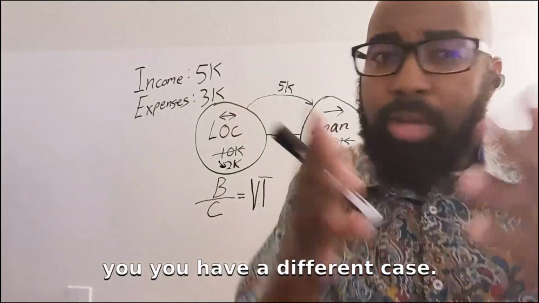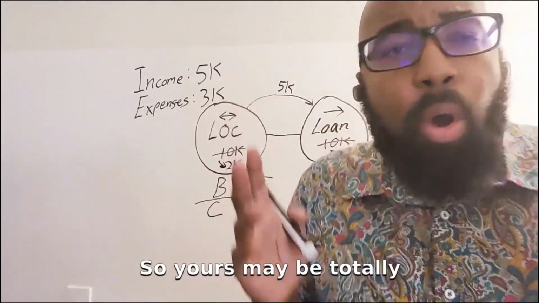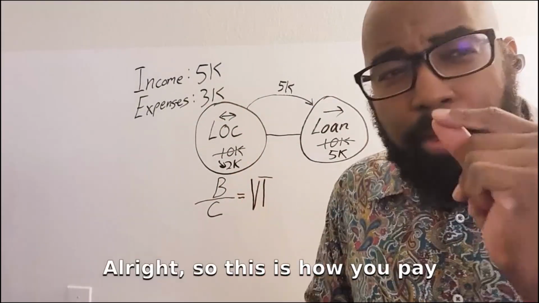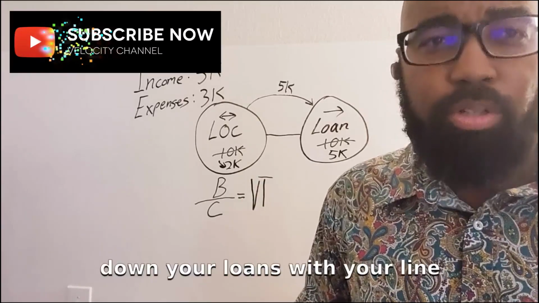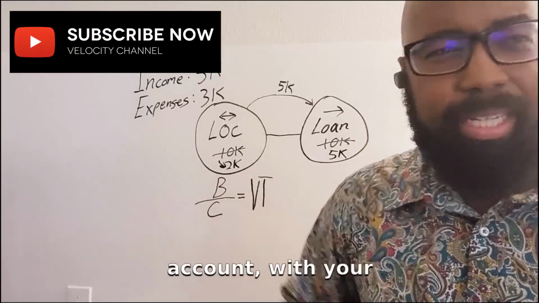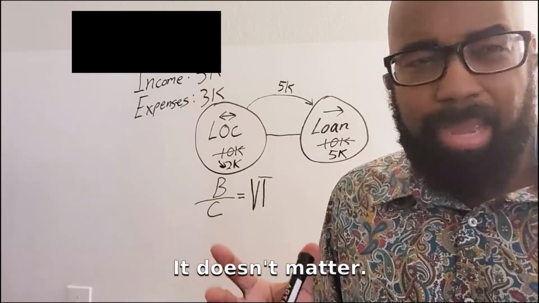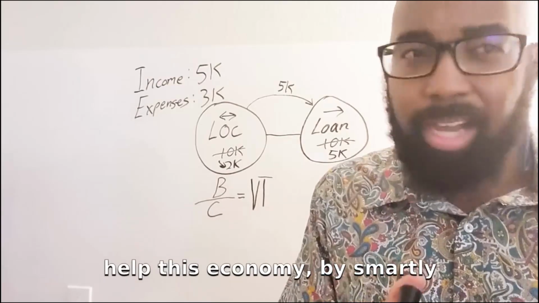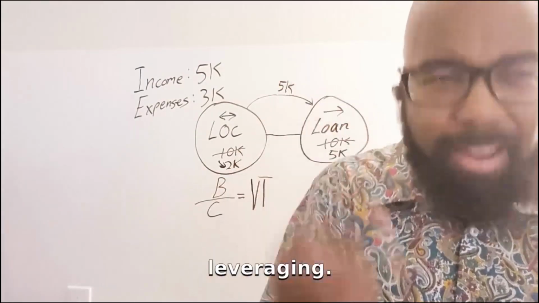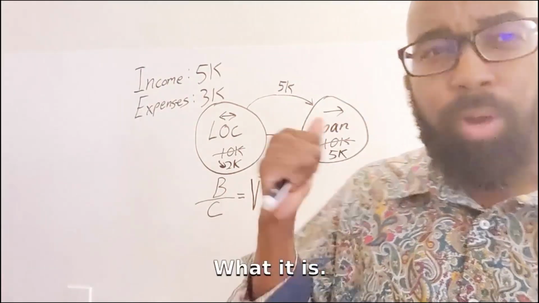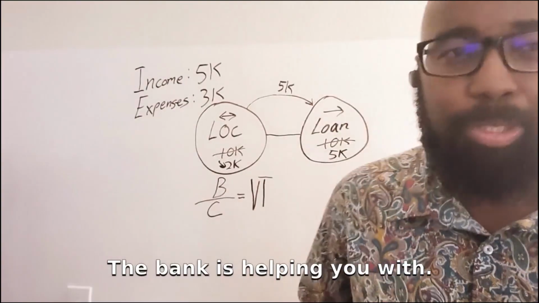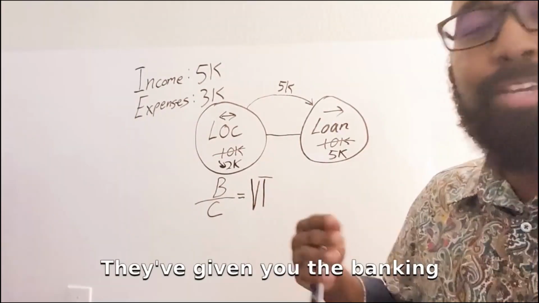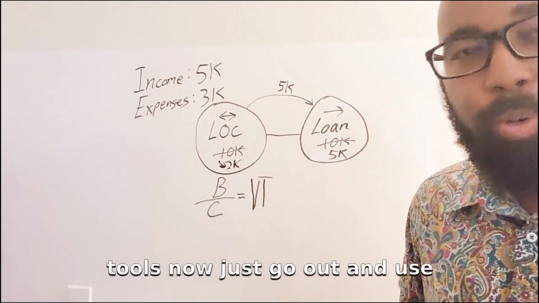But you have a different case. So yours may be totally different. All right. So this is how you pay down your loans with your line of credit, with your checking account, with your retirement account. It doesn't matter. All right. What we want you to do is get in the mind frame, help this economy by smartly leveraging what it is the bank is helping you with. They've given you the line of credit. They've given you the banking tools. Now just go out and use them.